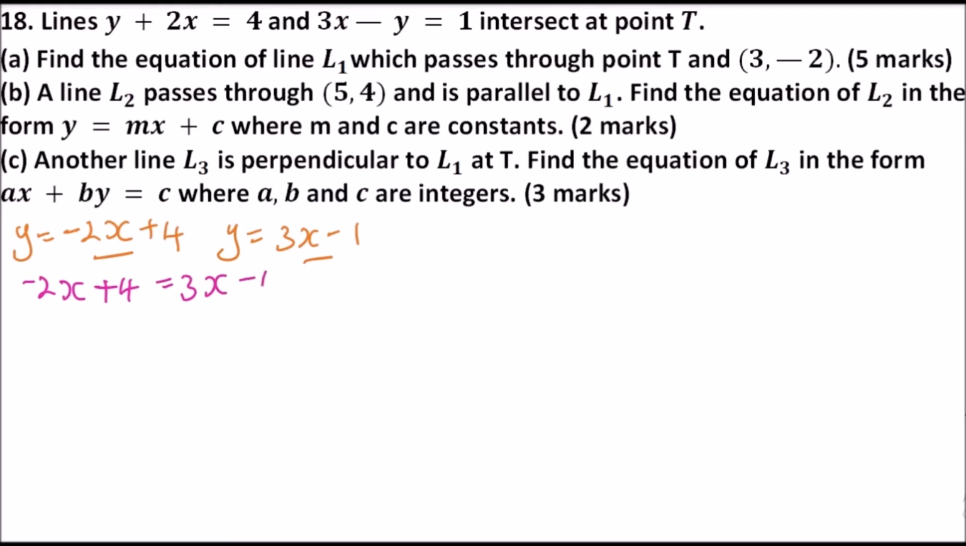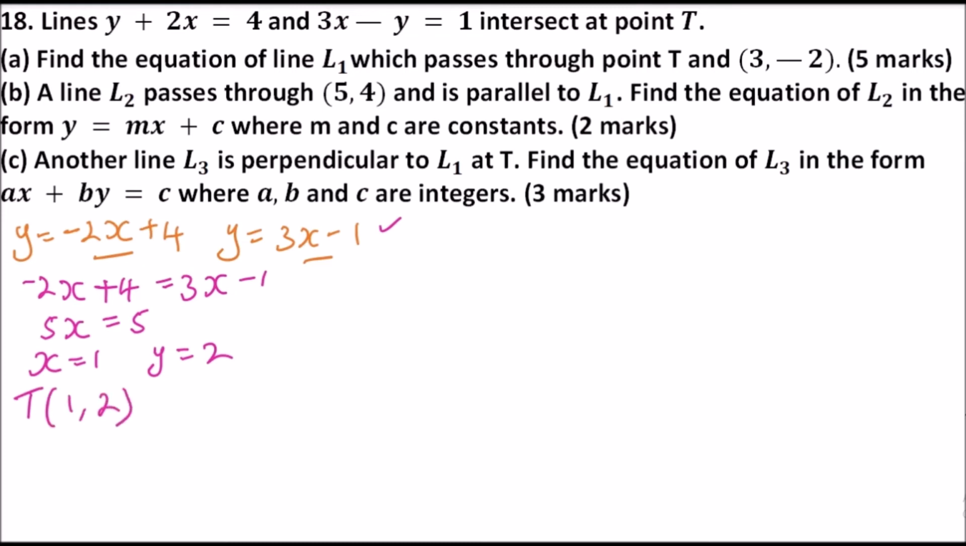When you put them like that, you take minus 2x across the equal sign and it becomes positive, so we have 5x. The 1, you take it across the equal sign, you get 5. So x is equal to 1, dividing both sides by 5. If x is 1, you can substitute here and you find y is equal to 3 times 1, which is 3, minus 1, which is 2. Therefore, the coordinates of T are (1, 2).